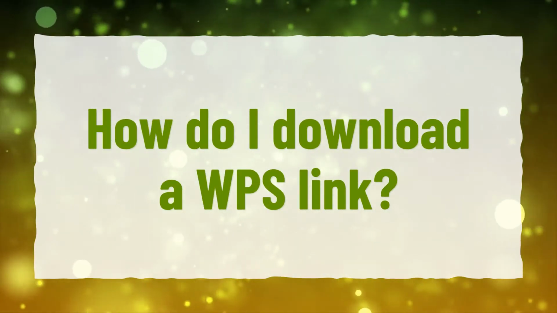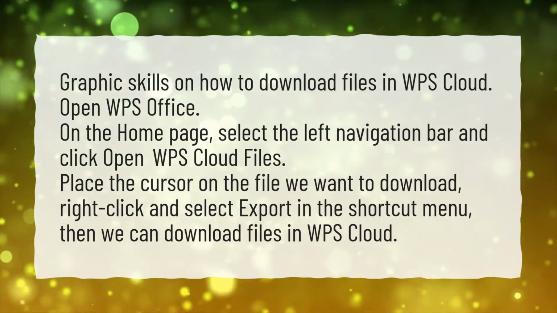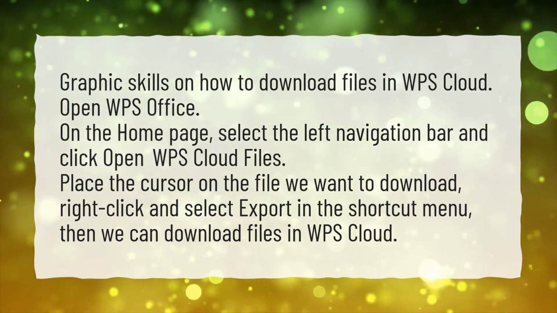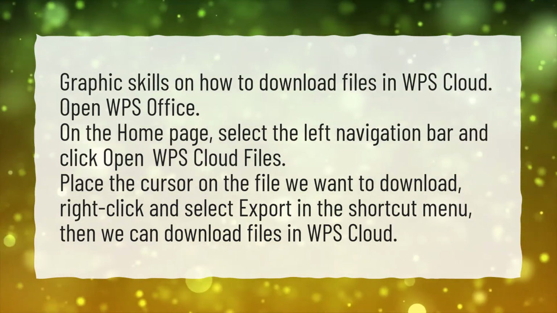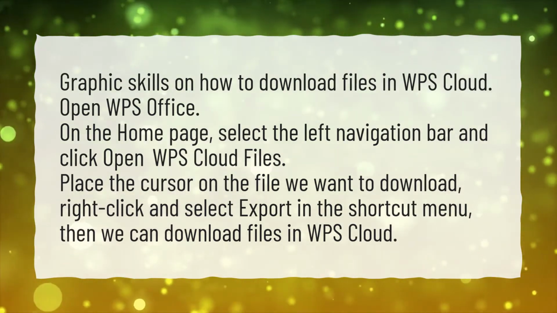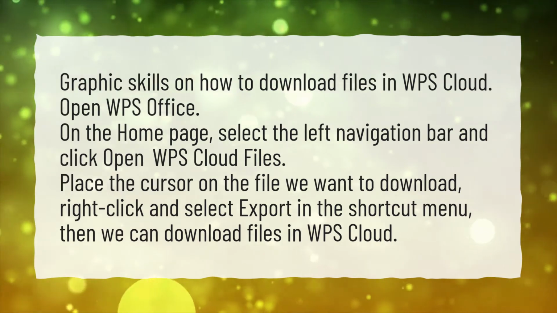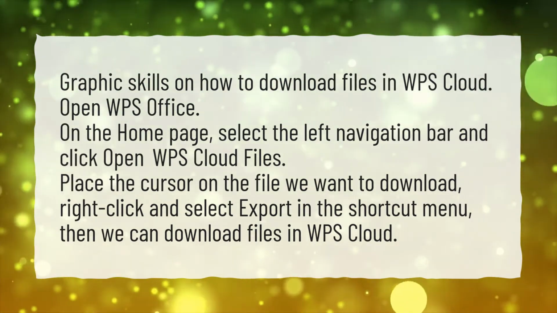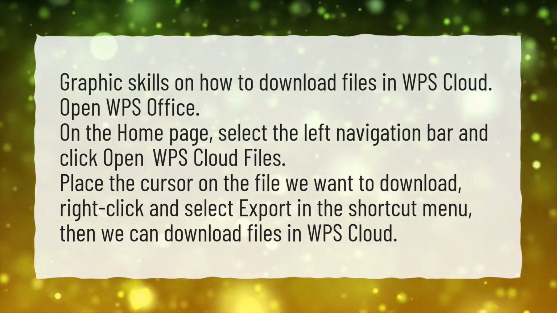How do I download a WPS link? Graphic skills on how to download files in WPS Cloud. Open WPS Office. On the home page, select the left navigation bar and click Open, right-pointing arrow, WPS Cloud Files. Place the cursor on the file we want to download, right-click and select Export in the shortcut menu. Then we can download files in WPS Cloud.